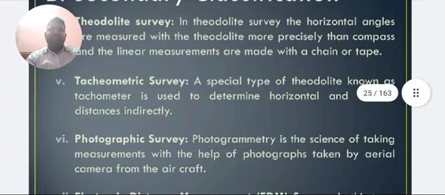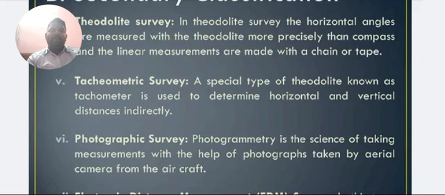Tachometric surveying. Tachometric surveying uses a special type of theodolite known as a tachometer to determine the horizontal and vertical distance indirectly.